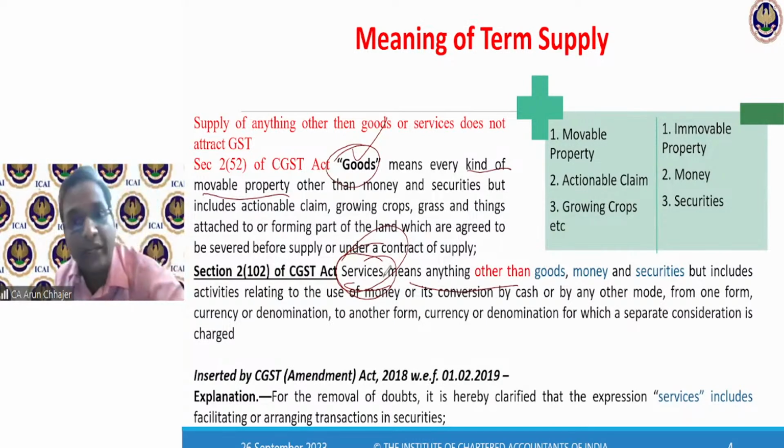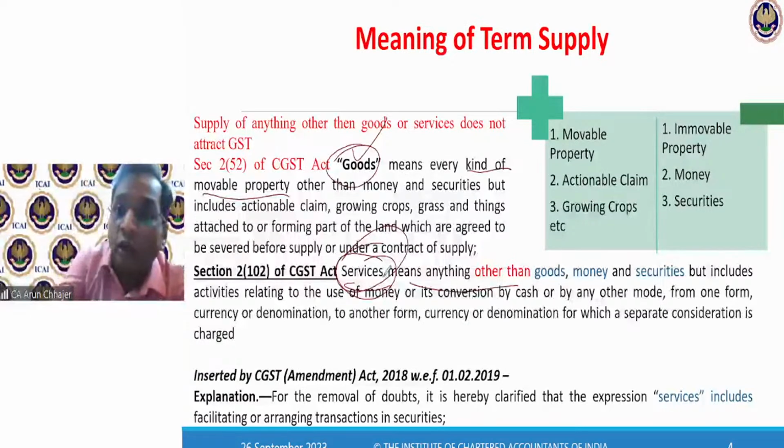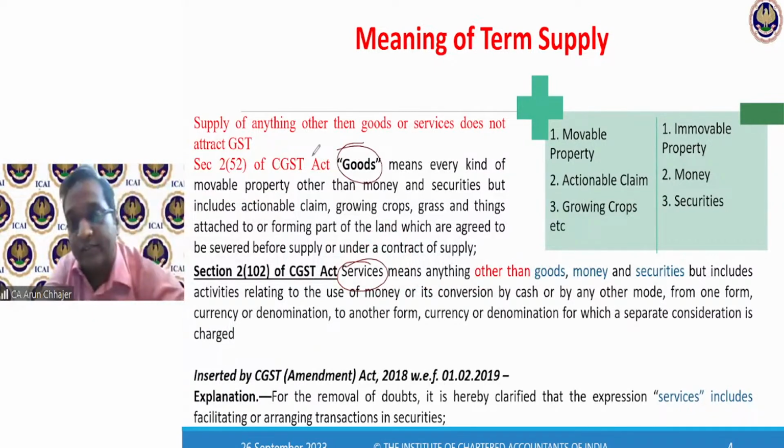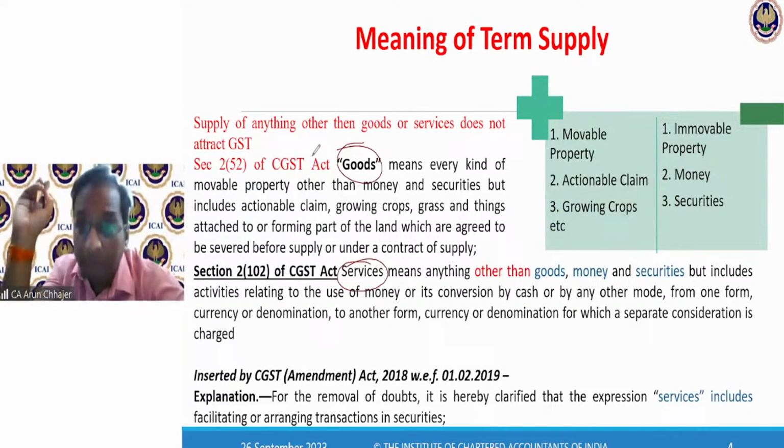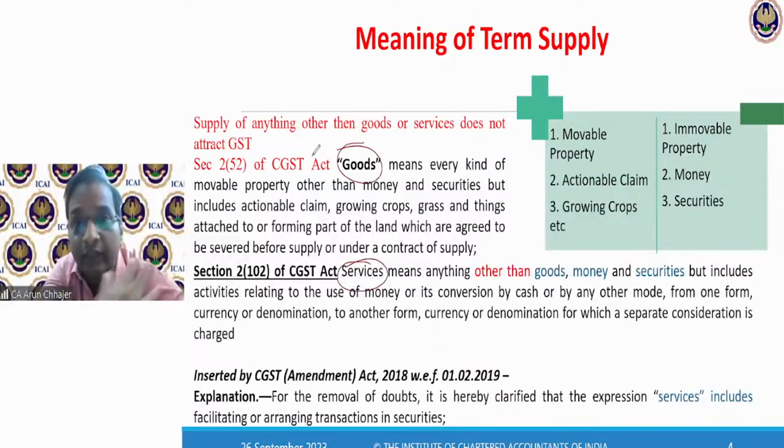But once the property is completed, then it cannot be taxable. It can be taxable only under the heading of services, not under the heading of goods. If property is completed, it becomes immovable property, and sale of immovable property cannot be goods. Sale of land cannot be goods and cannot be service also.